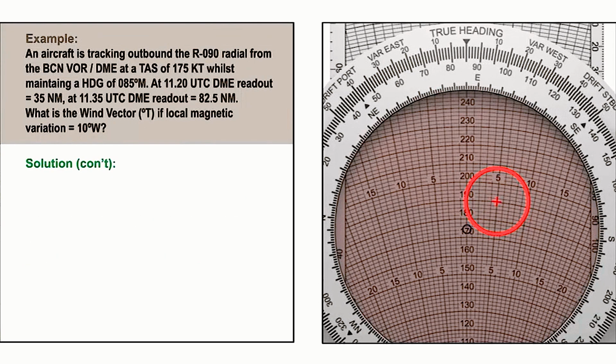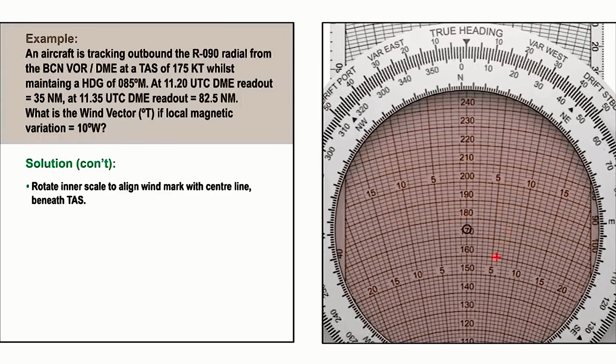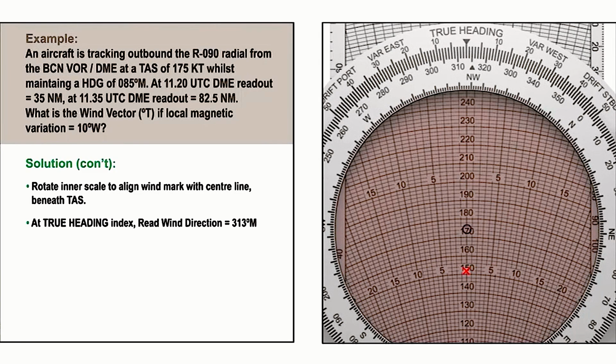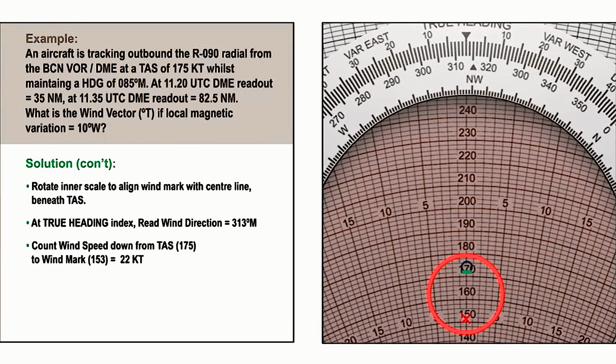Now, as before, rotate the inner scale to put the wind mark on the centre line below the centre dot true airspeed and read off the wind direction, 313 degrees magnetic, under the true heading index. Count down from the centre dot over 175 knots to the wind mark over 153 knots, a difference of 22 knots. We now have our wind vector of 313 degrees magnetic at 22 knots.